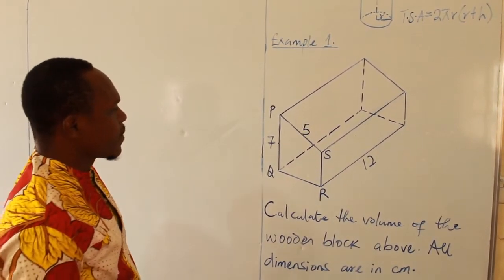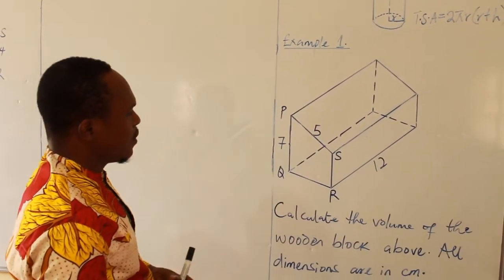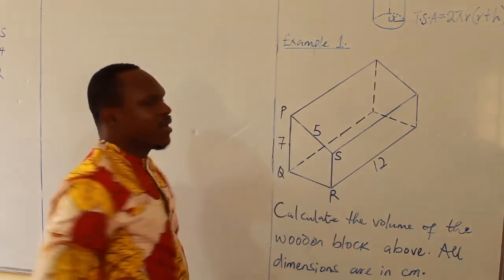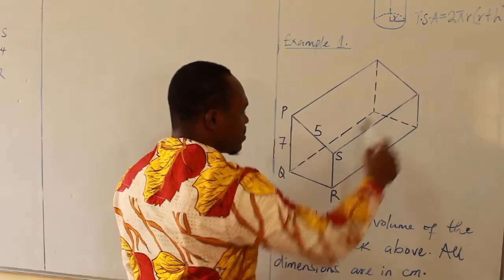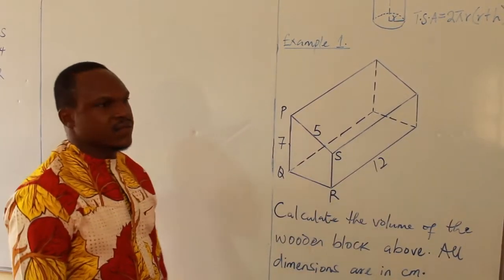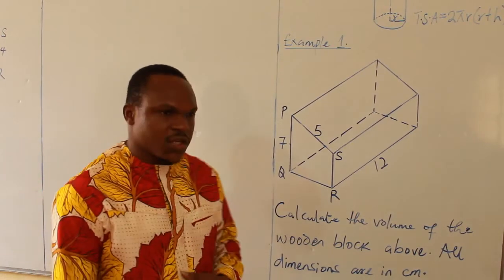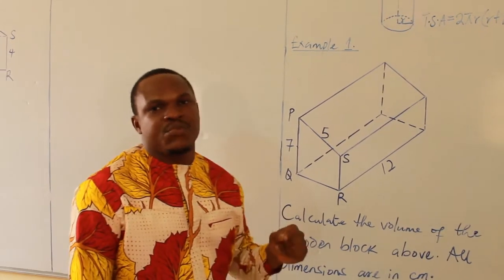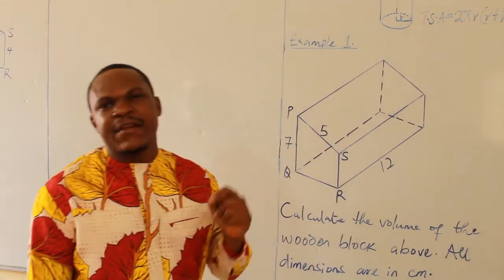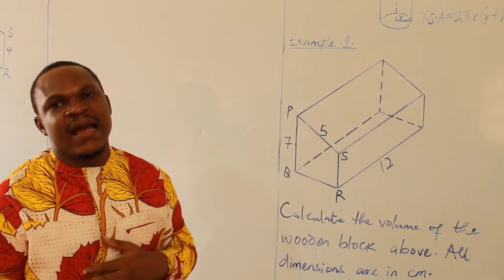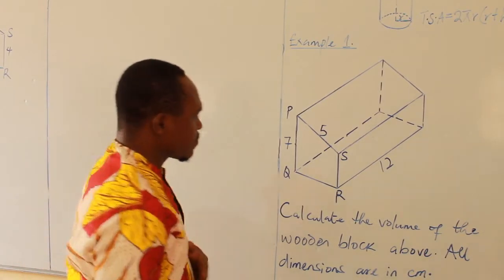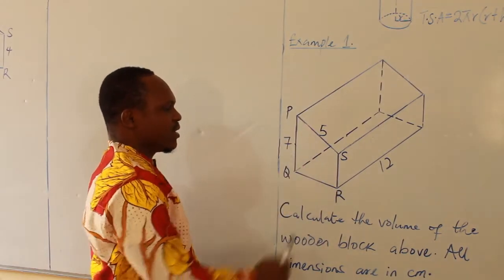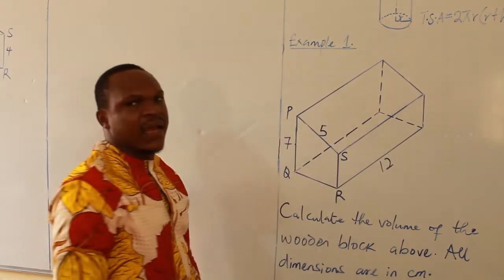Now if you look here, we have a block, okay? We have this cross section as its base, and we have this length as its height. Remember, I told you that when we want to find the volume of a prism, we multiply the area of its base by its height. Now if you look at this diagram here, we take this cross section as its base and this other length as its height.